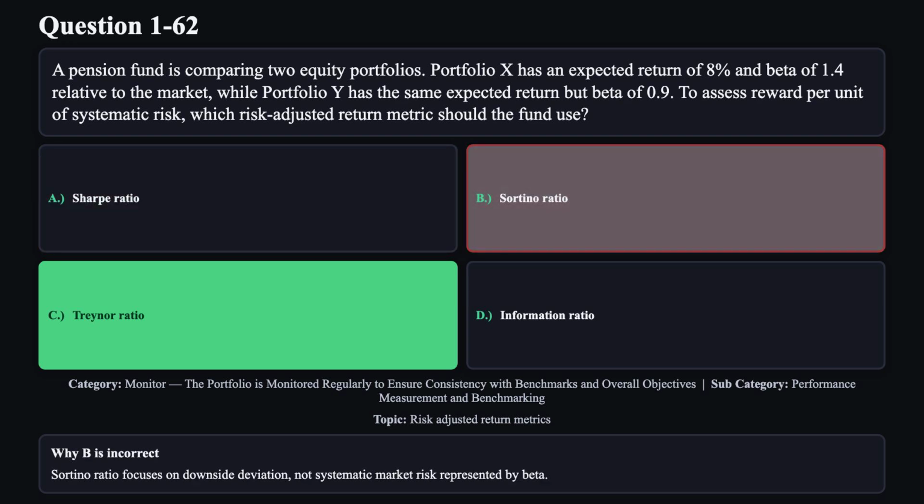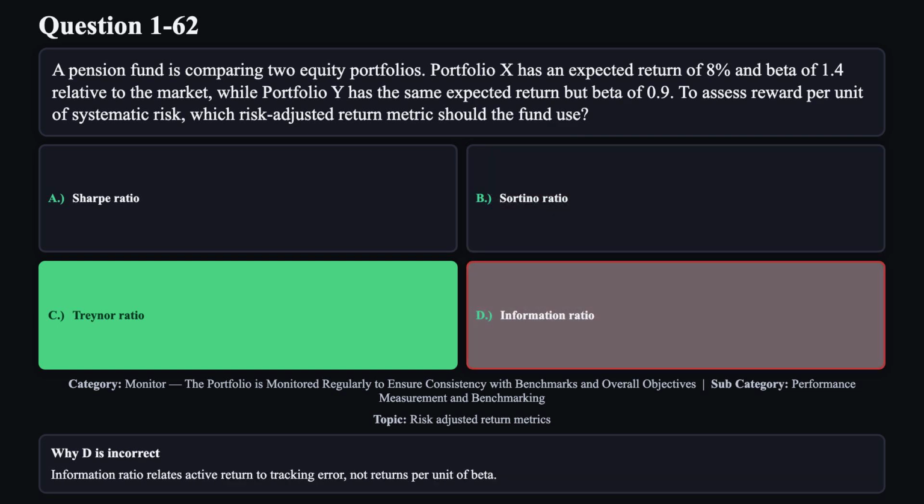Reason B is not correct. Sortino ratio focuses on downside deviation, not systematic market risk represented by beta. Reason D is not correct. Information ratio relates active return to tracking error, not returns per unit of beta.